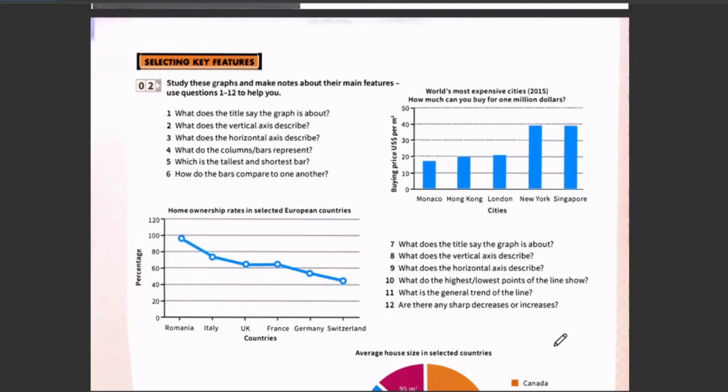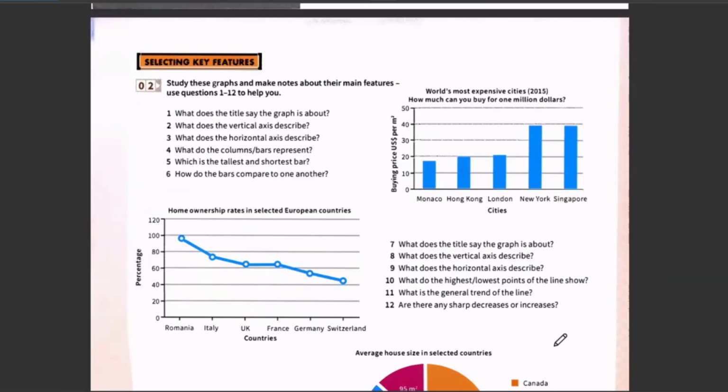Yes, I can compare them, but like, how can I say it? Right. So for this, here you can see three bars are quite similar, right? Which are those? Monaco, Hong Kong, and London. Exactly. So that is what you will say, that the bars of Monaco, Hong Kong, and London are quite similar, and New York and Singapore are significantly more expensive because they have a very big difference from the rest of the cities, right? Singapore and New York.